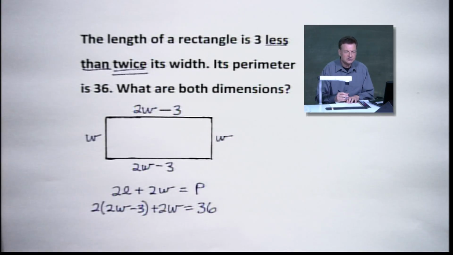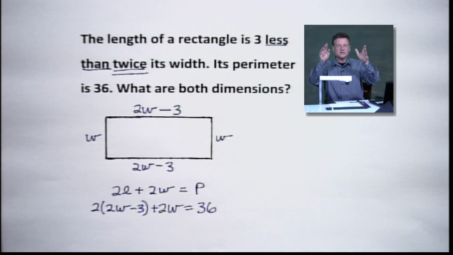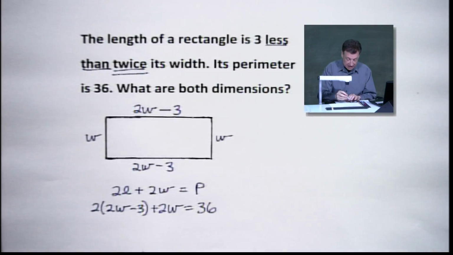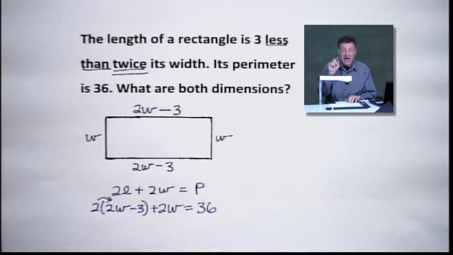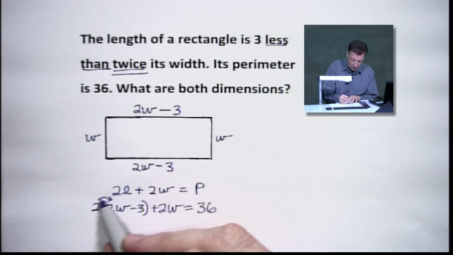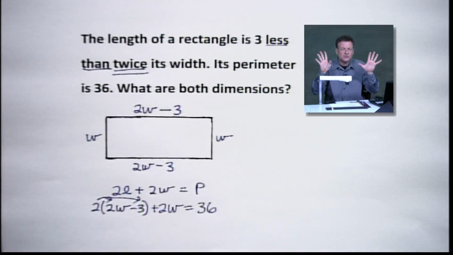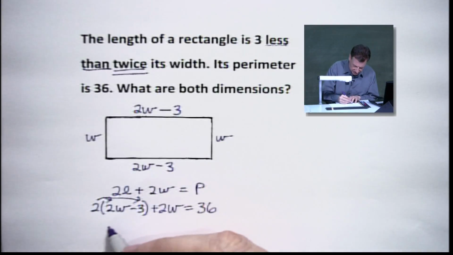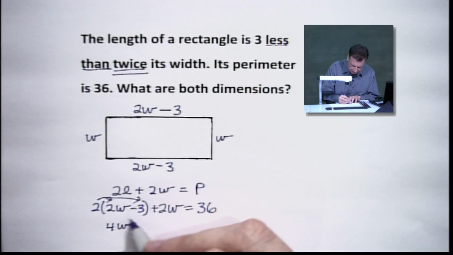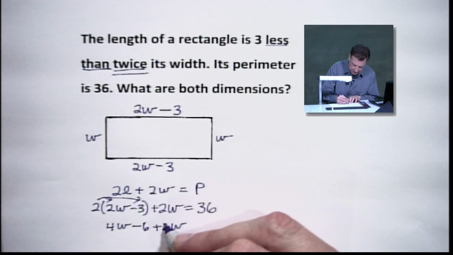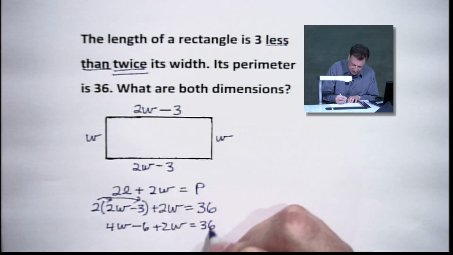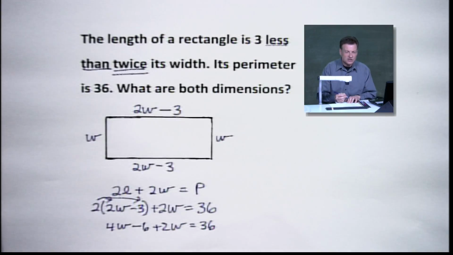That's okay. Now, dear friends, time to distribute. Everybody knows how to distribute, right? You say 2 times the 2W, and don't stop there. Keep going. Take 2 times the minus 3. Got to hit them both. That's going to give us 4W minus 6, plus 2W. Again, that W didn't change. Equaling 36.